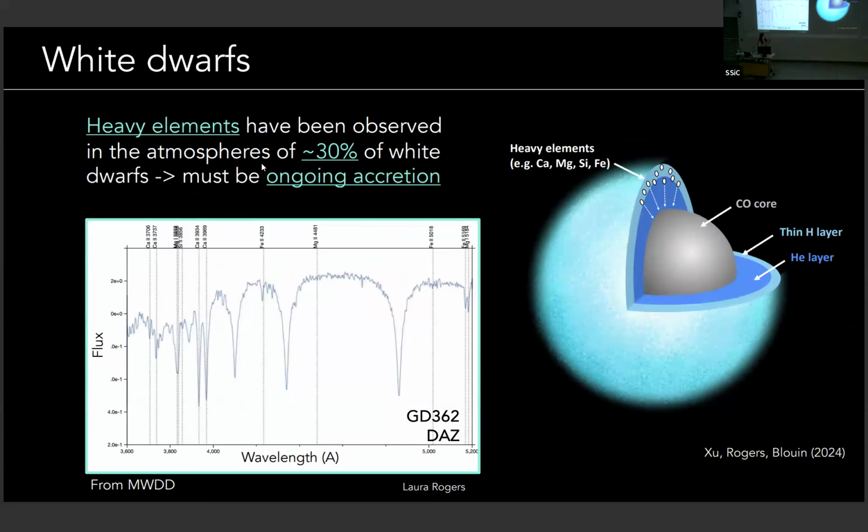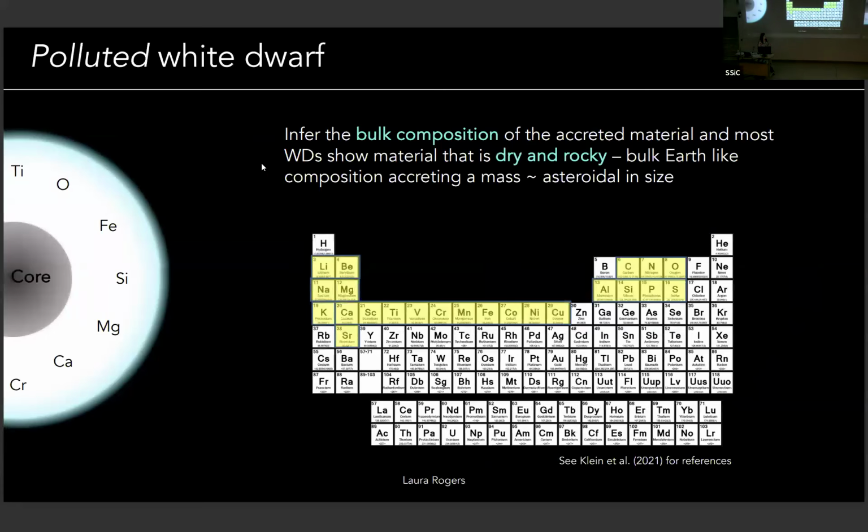But actually, about 30% of the time, we do see additional metals in the spectra of these white dwarfs, and we call these polluted white dwarfs. These elements are actually from planetary material. A planetesimal gets chucked towards the white dwarf and accreted onto the atmosphere. If we take spectra of these white dwarf atmospheres, we can work out the bulk composition of the exoplanetary material accreted. Therefore, polluted white dwarfs are mass spectrometers for exoplanets.